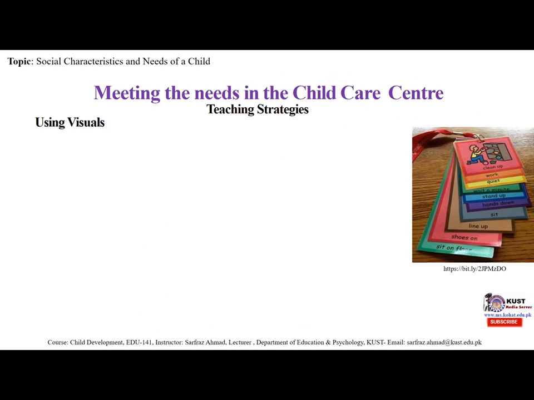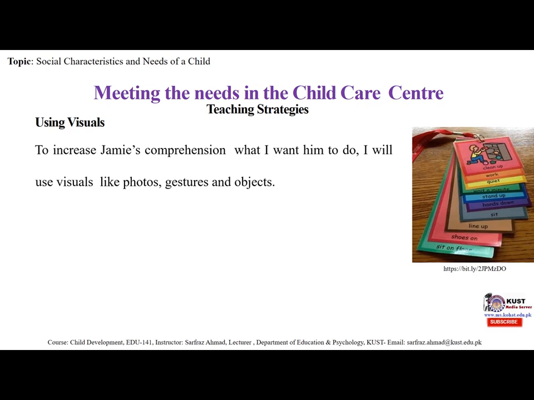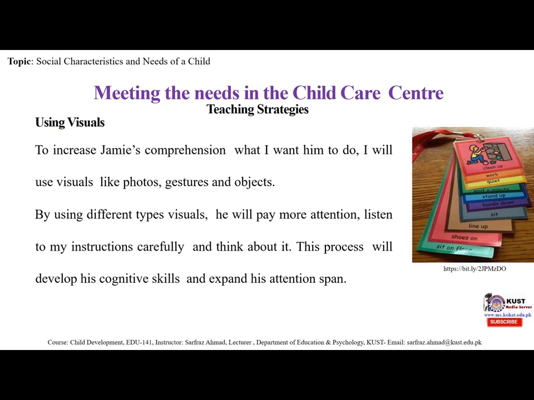Then, while meeting the needs in the child care centers, there are some teaching strategies, like using visuals to increase Jamie's comprehension of what I want him to do. I will use visuals like photos, gestures, and objects. By using different types of visuals, he will pay more attention, listen to my instructions carefully, and think about them. This process will develop his cognitive skills and expand his attention span.